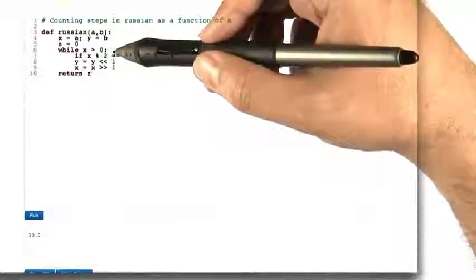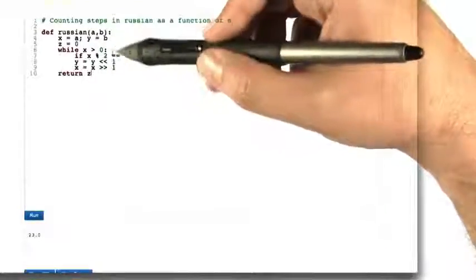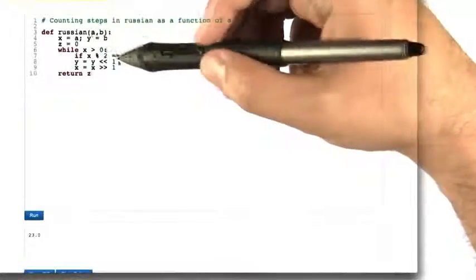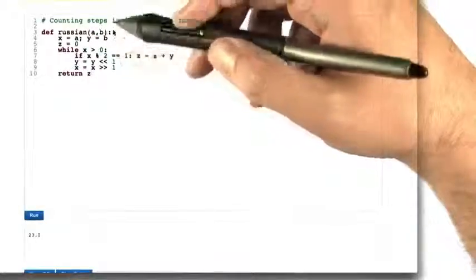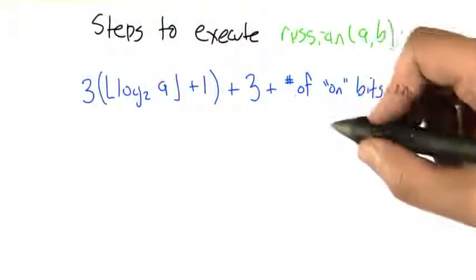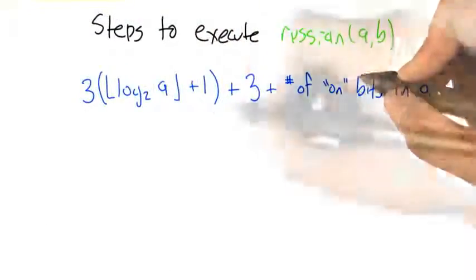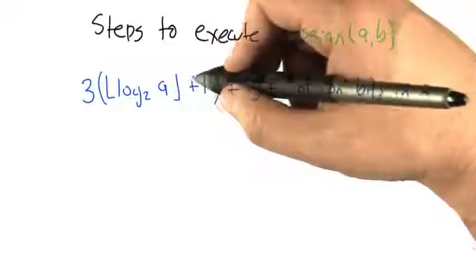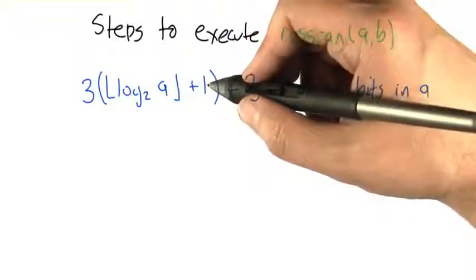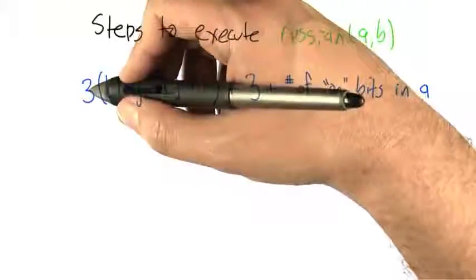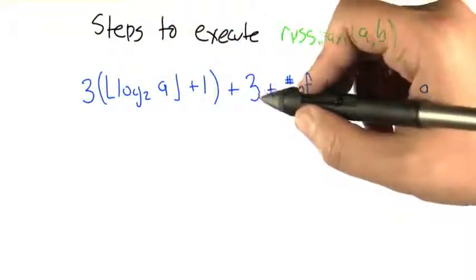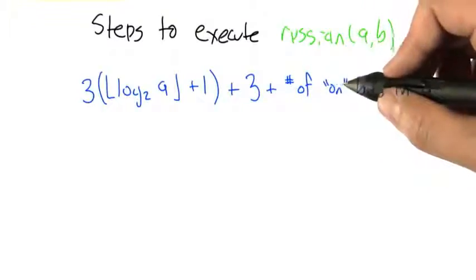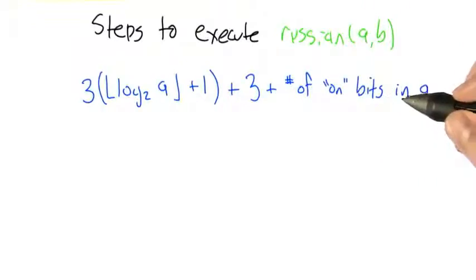And as we talked about before, that happens however many times as there are 1 bits in the binary representation of a. So that actually is enough to get us our answer. Let me write it down. How many steps is it going to take to execute Russian AB? Well, as I said, the floor log base 2 of a, rounded down, plus 1 is the number of times the while loop is executed. There are 3 statements that get executed inside, plus an additional 3 statements that are executed outside, plus 1 statement executed for each of the bits of a that is on, in particular the summation.